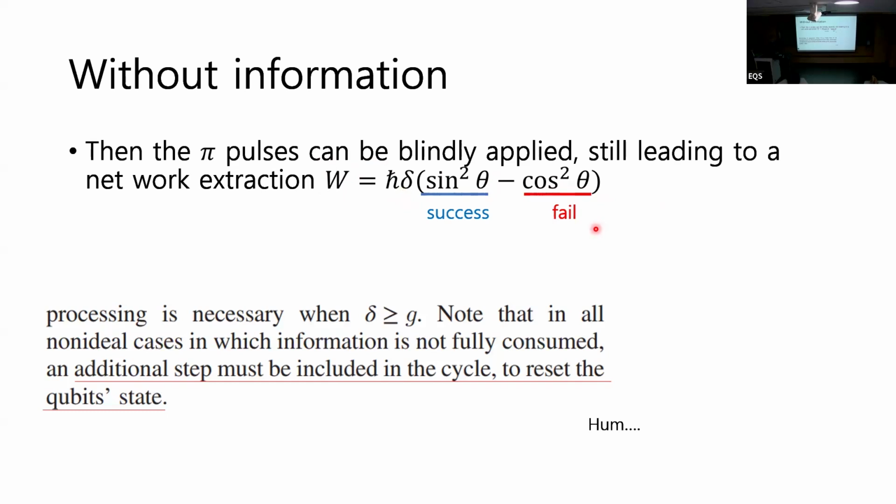And there is a problem. If the pi pulse was applied to the 1-0 state, then after the pulse the final state is the 0-1 state, but then we can't restart the engine. The initial state should be the 1-0 state. So if you look at the text of the paper, it says: Note that in all non-ideal cases in which information is not fully consumed, an additional step must be included in the cycle to reset the qubit state.